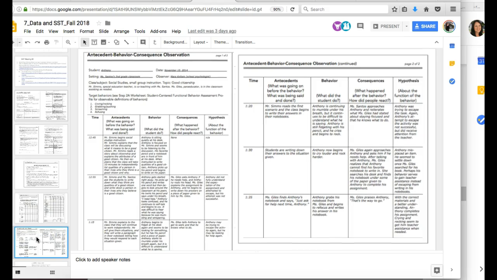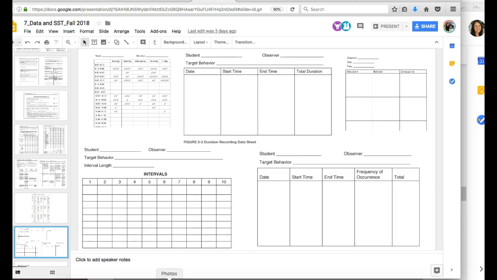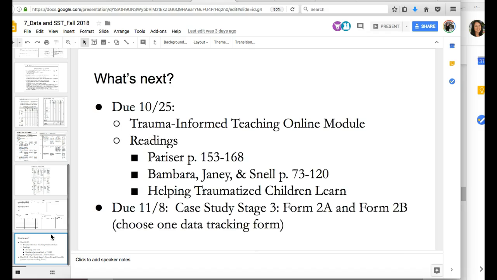So that was the interval one. This is the ABC, antecedent behavior consequence, observation form, and then here's also the checklist. I also mentioned that you could use your own data collection forms, and that would be fine as well, but it's just about learning more about these students.